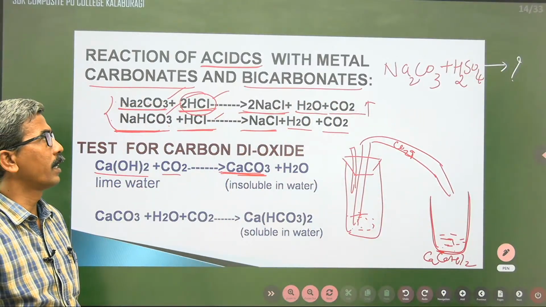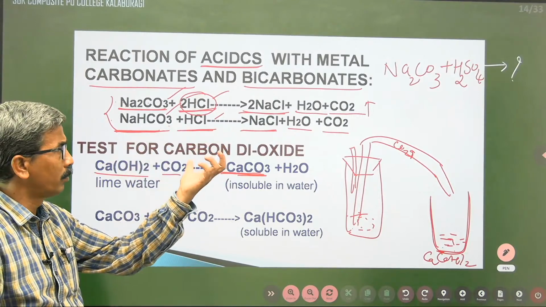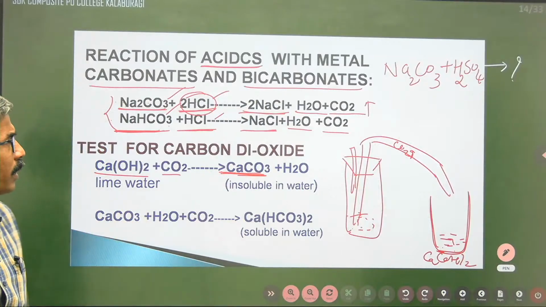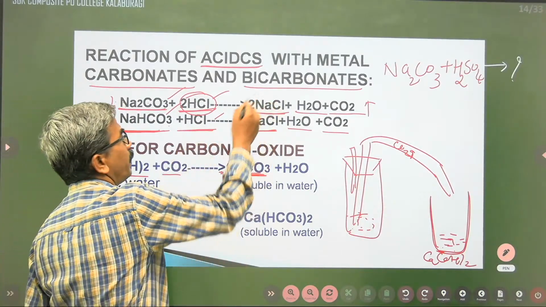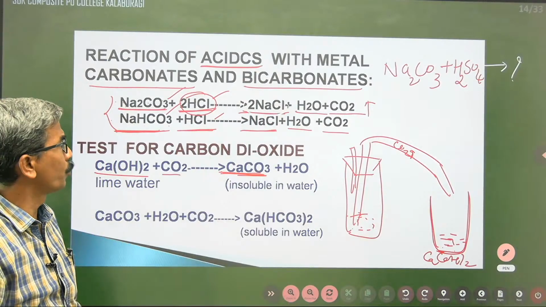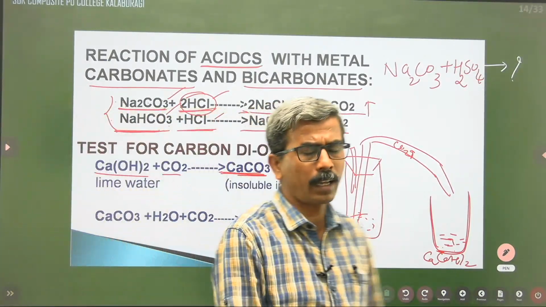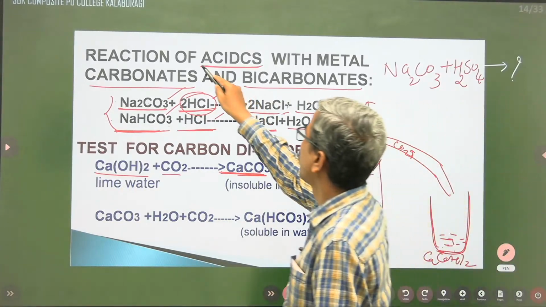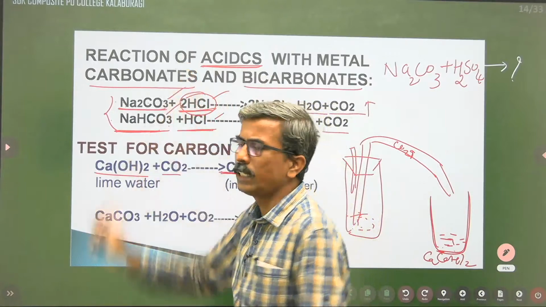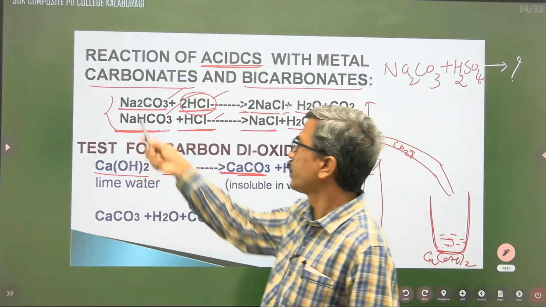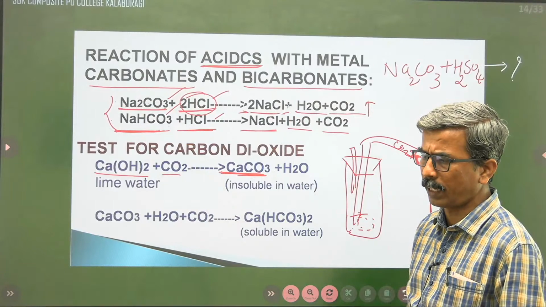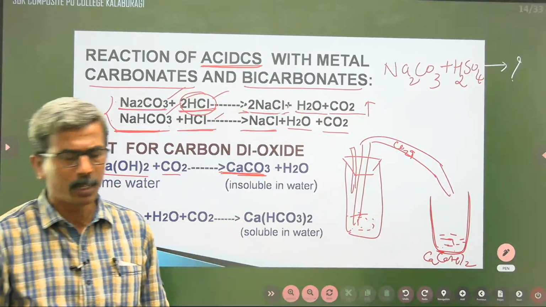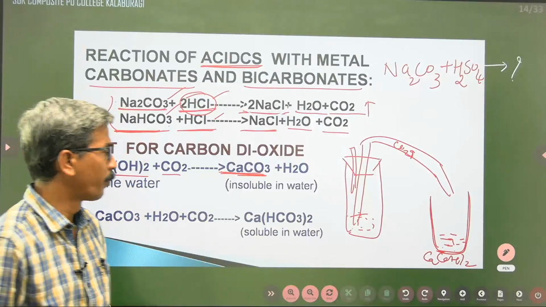You can check it once again. Only the acid has changed. What change are we going to observe? Only the product will change. Other than that, everything will be the same. Now this is another chemical property, or reaction, which they have included related to acids: how acids react with carbonates and bicarbonates, and what we are going to observe when they do.